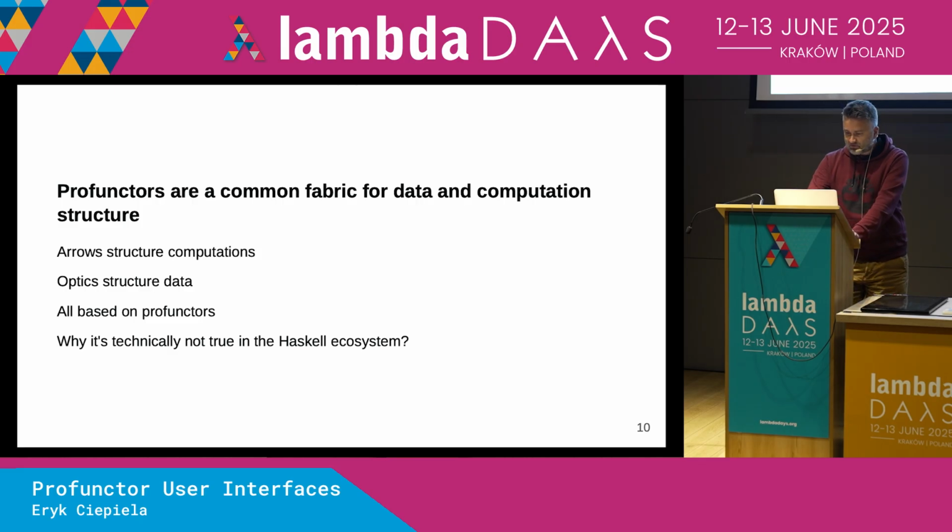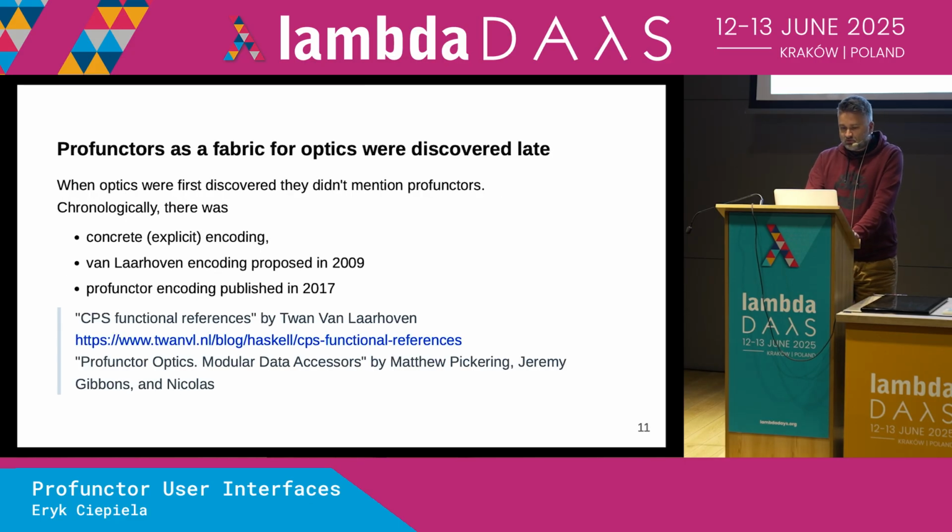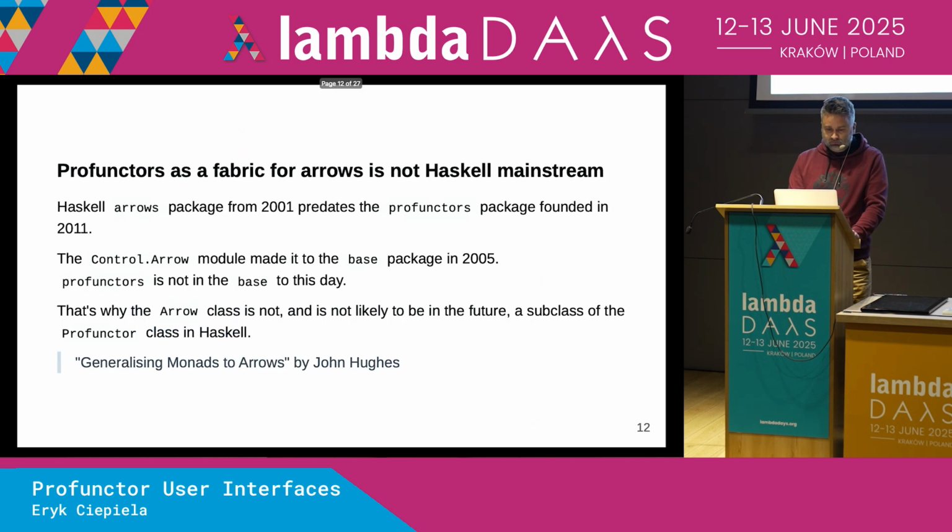So we can see that Profunctors are a common fabric for both data and computation structure. Arrows structure computation and optics structure data, and all is based on Profunctors. So why is it technically not true in the Haskell ecosystem? First of all, Profunctors as a fabric for optics were discovered late. We had concrete explicit encoding of lenses, and in 2009 the van Laarhoven encoding was proposed, and only in 2017 the Profunctor encoding of optics was published.